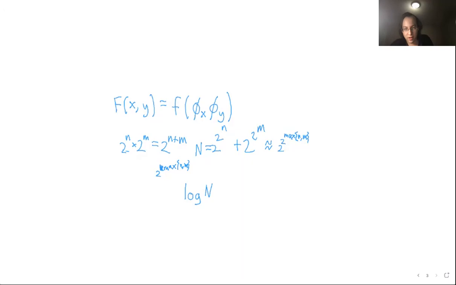So if N is the length of the input string, we would normally expect the number of possible inputs to be 2 to the N, but instead the number of possible inputs is roughly log N out of 2 to the N inputs to the little f. Okay.